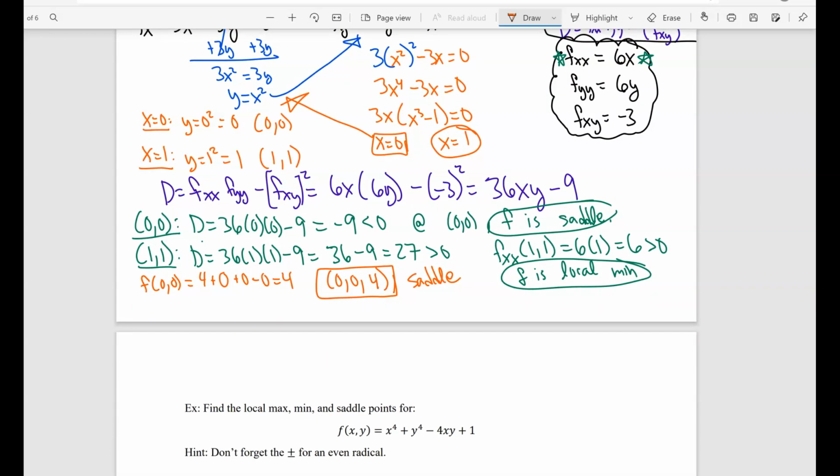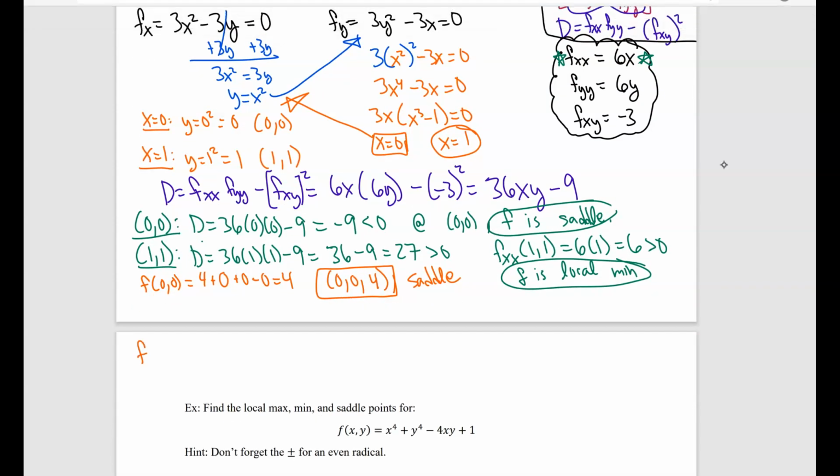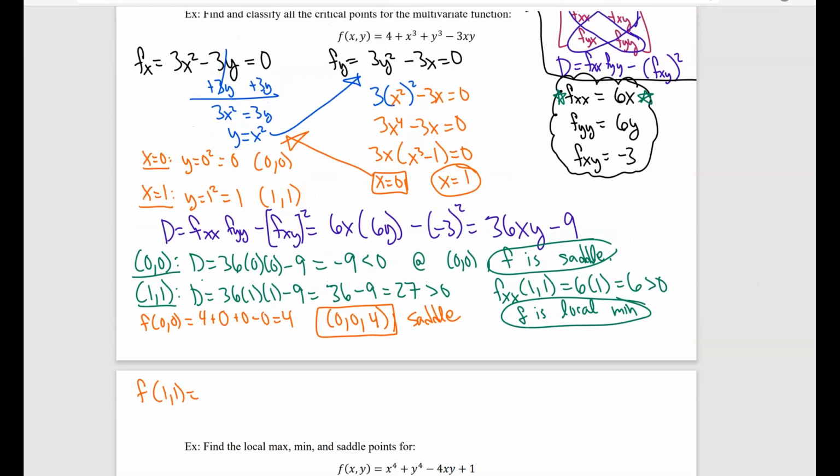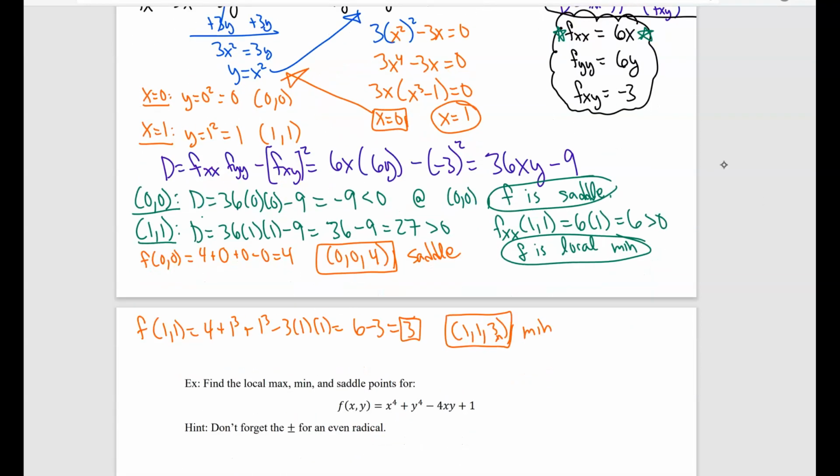Okay. And then let's plug in f of (1, 1). So you're going to have 4 plus 1 cubed plus 1 cubed minus 3 times 1 times 1. So this gives me 4, 5, 6 minus 3 gives me 3. So the point is going to be (1, 1, 3), and this is going to be a minimum. And usually remember, the z value is the thing that's the minimum, right? So the minimum point is actually 3. The point itself is going to be a local minimum. All right? So that's how you would do it.